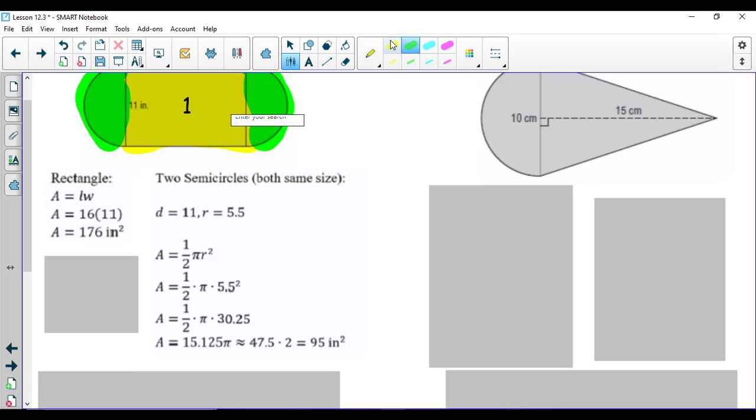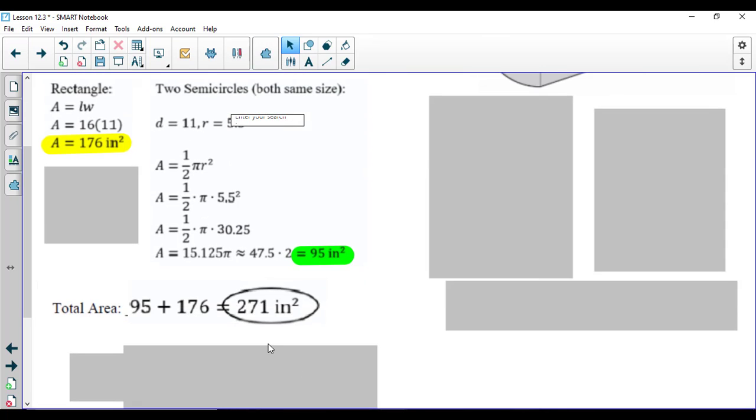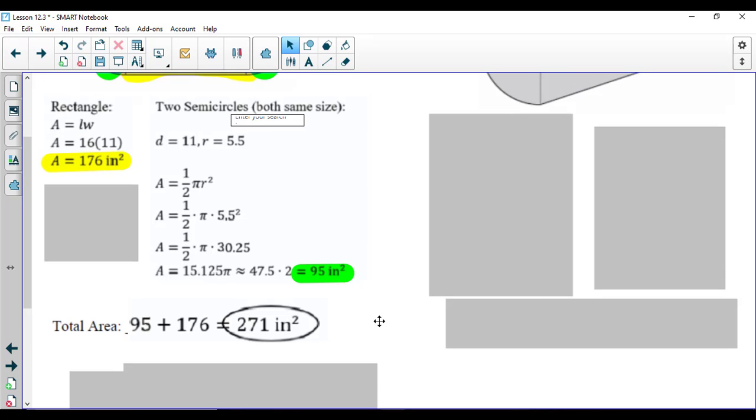So if we remember, for our rectangle, we had an area of 176 inches squared. For our two semicircles together, we had an area of 95 inches squared. And again, we could treat those separately as 47.5 for each of them, and then just add 47.5 to 47.5. So when I go to find my total area for this region, it kind of looks like a track. We'll do 176 plus the 95 that we get from the two semicircles, and our total area is 271 inches squared.